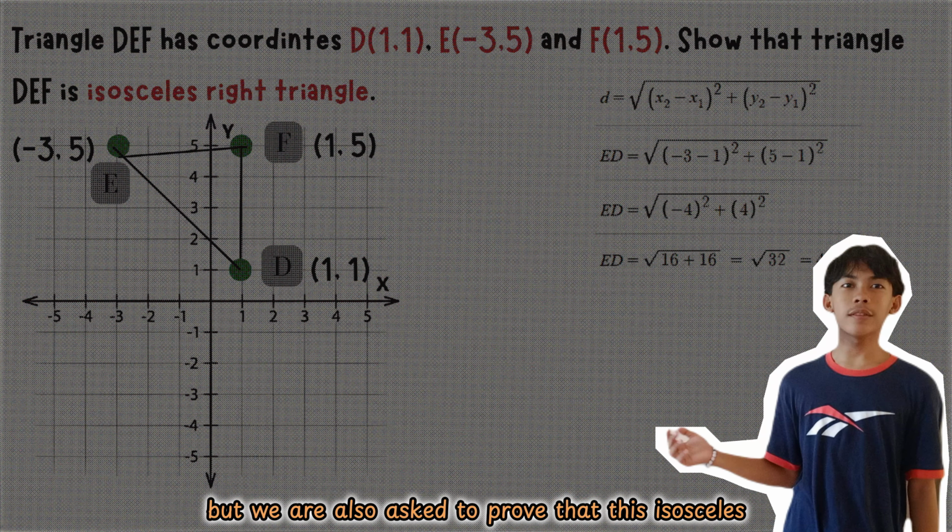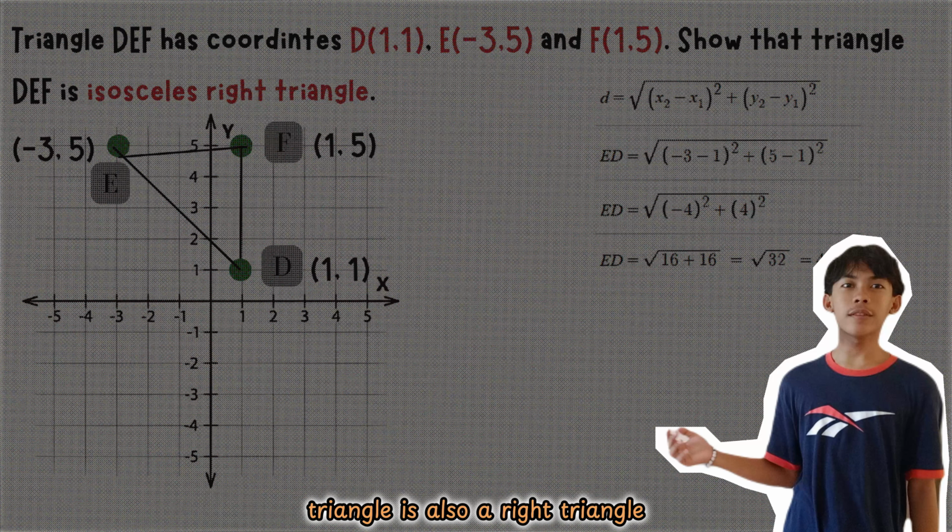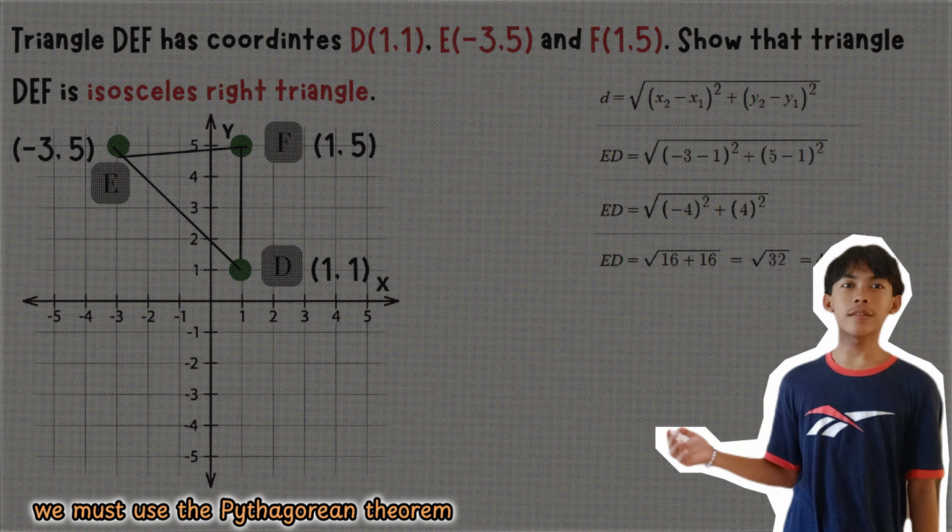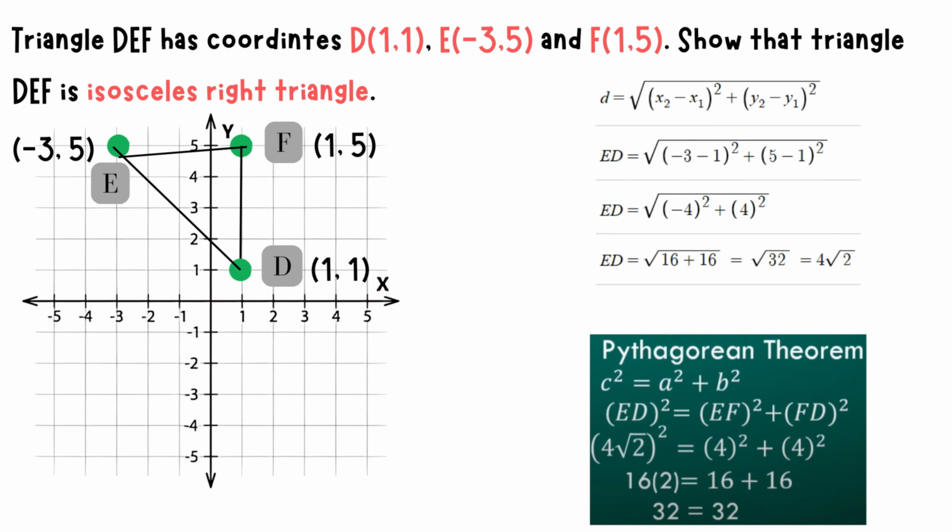But we are also asked to prove that this isosceles triangle is also a right triangle at the same time. In order for us to do so, we must use the Pythagorean theorem. So our side ED would serve as our c squared since it is the longest side of our triangle, while the two sides earlier, namely side EF and side FD, would serve as our a squared and b squared. Let us substitute our answers.